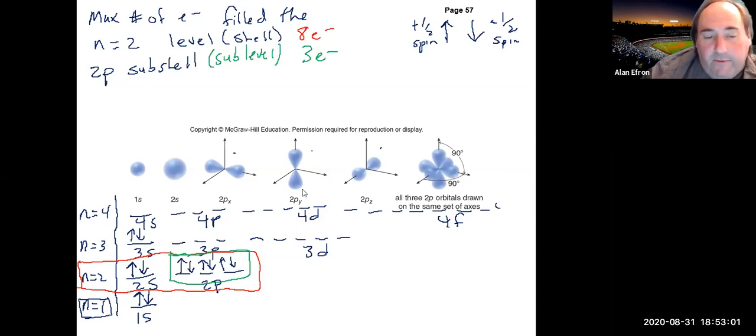Now, let's go with the bonus question: how many electrons maximally can I put in a 3d orbital? Take a second and think about how many electrons you could max out in a 3d orbital.